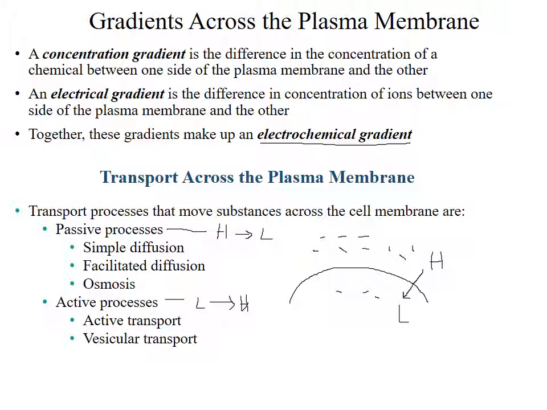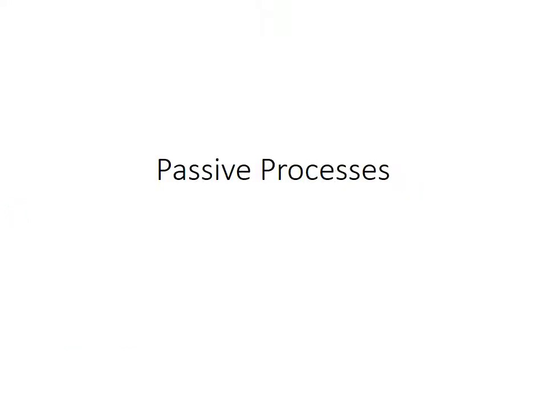And when we talk about passive processes, we talk about three different processes. We're going to talk about all three of them here in a minute. The first is simple diffusion, the second is facilitated diffusion, and the third is a very special case of diffusion called osmosis. Active transport is going to include both generalized active transport and vesicular transport, and we'll talk about those details here in a few minutes. So we're going to start out talking about passive processes.